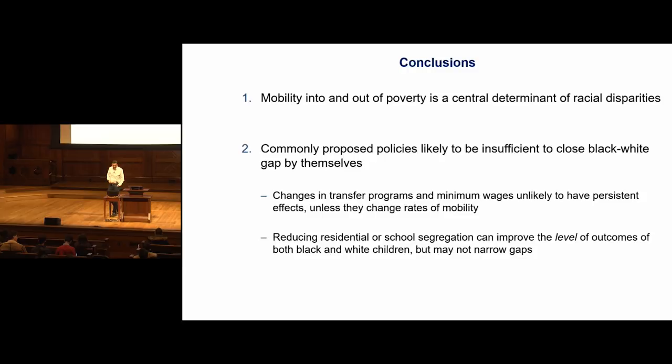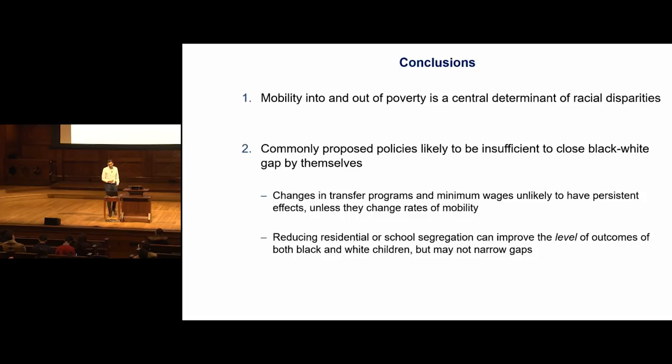Second, what that implies is that commonly proposed policies are likely to be insufficient to close the Black-white gap by themselves. So for instance, if you think about changes in transfer programs, like providing bigger tax credits to certain areas or certain populations, or changes in minimum wages, they're unlikely to have a persistent effect on the Black-white gap unless they directly change mobility rates across generations.